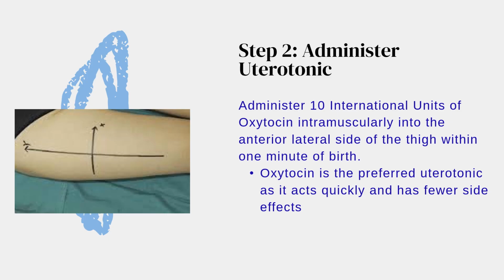The second step is to administer the uterotonic drug, that is oxytocin, and it should be administered within 1 minute of the birth. It is given IM, at the anterior lateral side of the thigh. Okay, and oxytocin is the preferred uterotonic drug because it acts quickly and it is also safer.